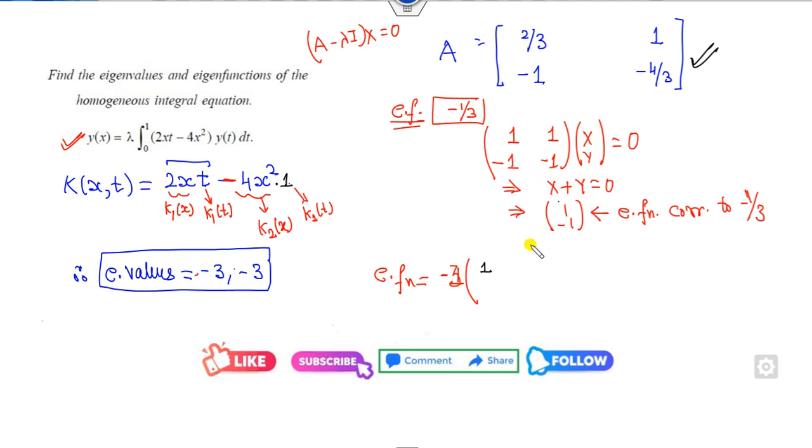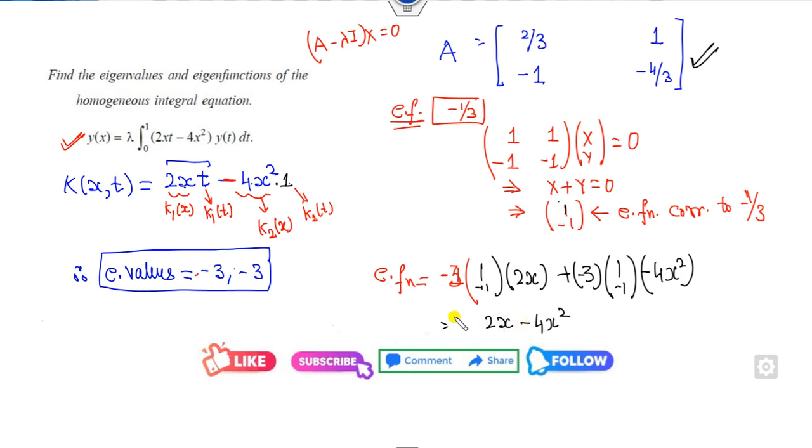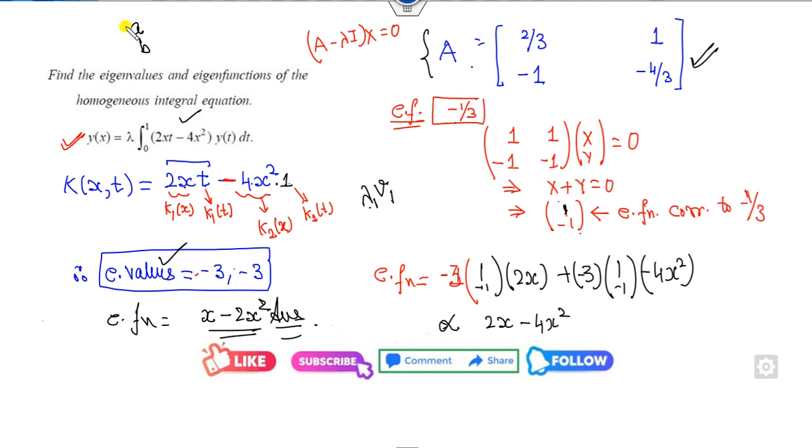So you can take the reciprocal of this, 1 over 1, and here into k1(x). Fine. So you can write: the first value is 1, and the second part is the k2(x), minus 4x squared. You can take minus 3 over as a common constant. So 2x minus 4x squared is proportional to this, and 2 will again be common. So the eigenfunction will be x minus 2x squared, the eigenfunction of the problem. Always remember, find the eigenvalues, and based on this eigenvalue, find the eigenfunction and substitute it as lambda 1. If A and B are the eigenvectors of this, then the eigenfunction of this will be 1 over A, 1 over B.